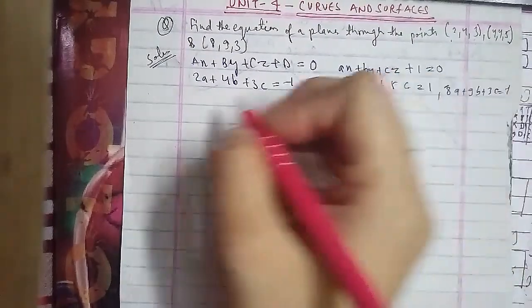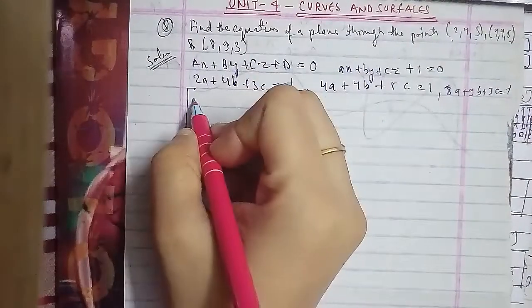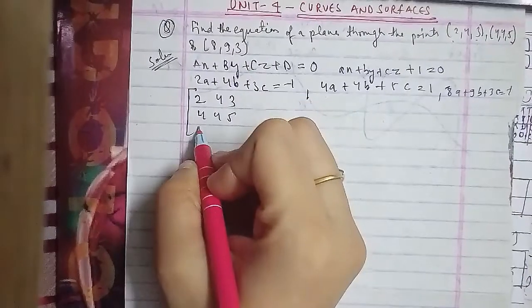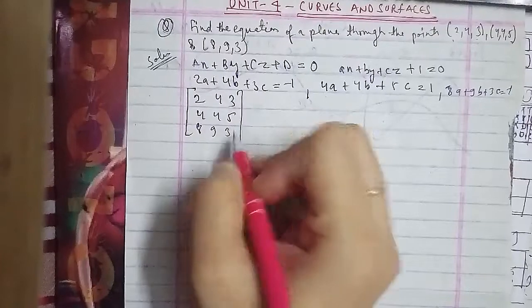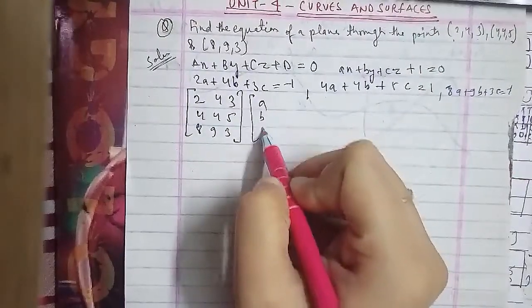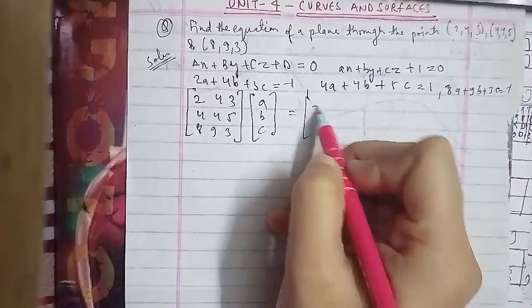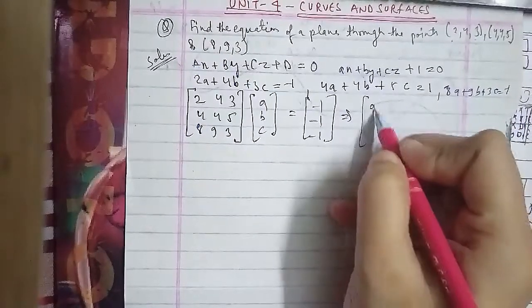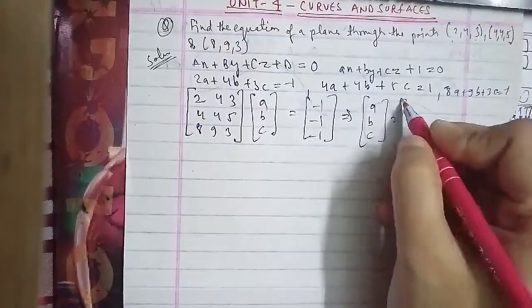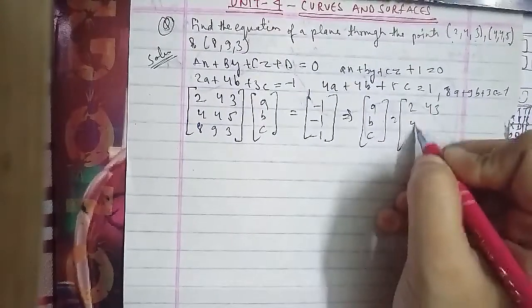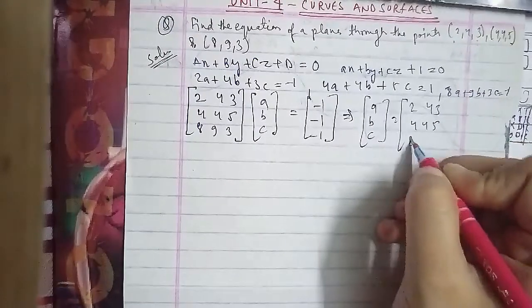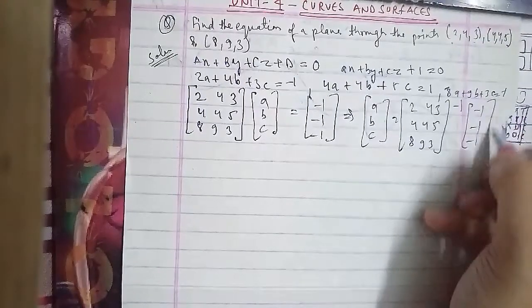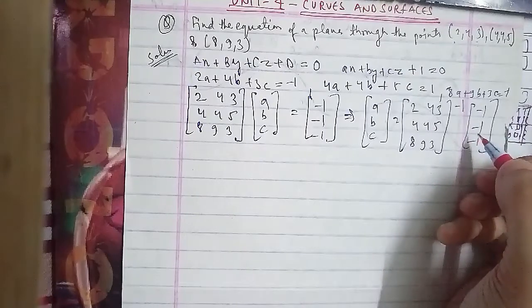So in the matrix form it can be represented as the matrix [2, 4, 3; 4, 4, 5; 8, 9, 3] times [a, b, c] equals [-1, -1, -1]. So here [a, b, c] equals the inverse of the matrix [2, 4, 3; 4, 4, 5; 8, 9, 3] times [-1, -1, -1]. Hence this is a matrix we'll find out.